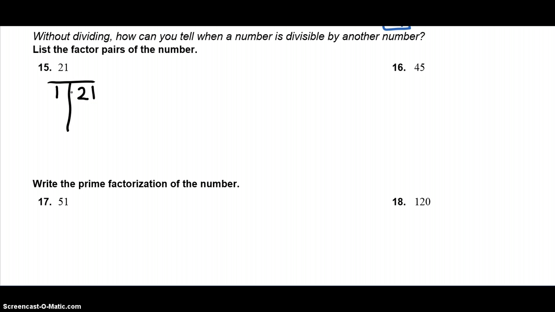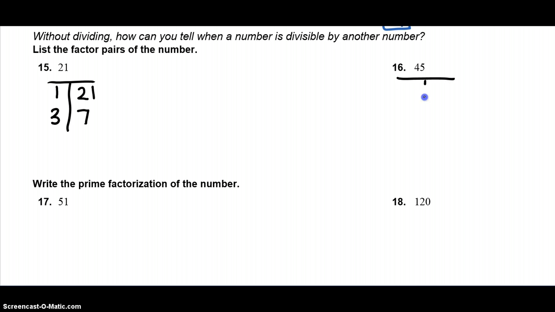Now I have to think of another factor pair, or if there is another factor pair. And in this case, there is: 3 times 7 is 21. So right there, I have two sets of factor pairs. And I'm done for the number 21. So number 16 has my number 45.